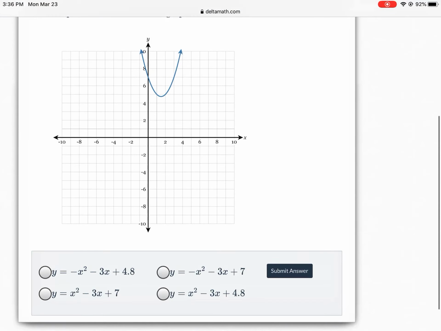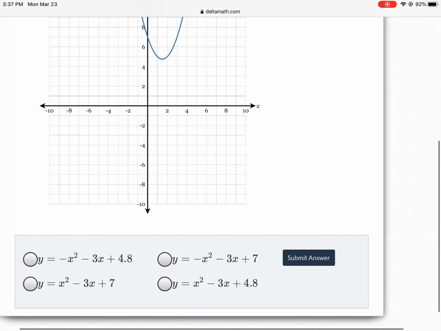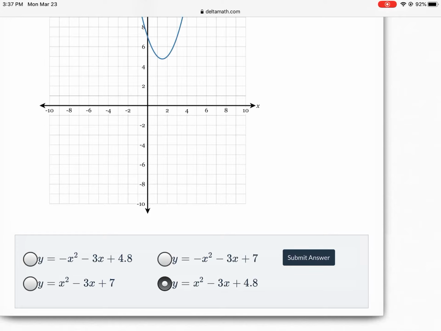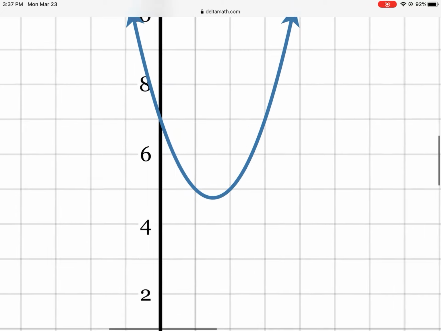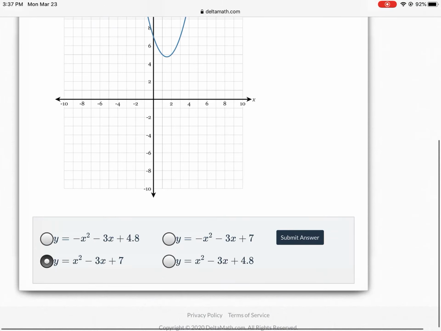This time our parabola opens upwards, so I need our equation to have a positive leading coefficient. So it's going to be either one of the two bottom equations. And let's go ahead and look at our y-intercept. Our y-intercept is between 6 and 8, so it is 7. So our answer will be this one.